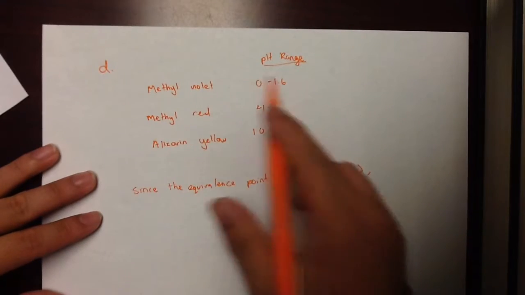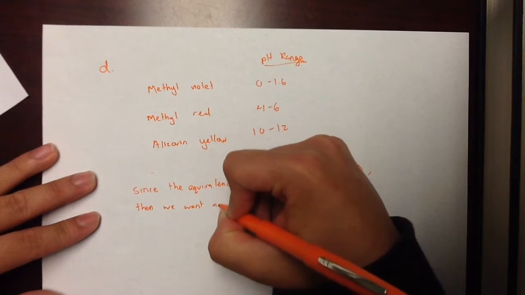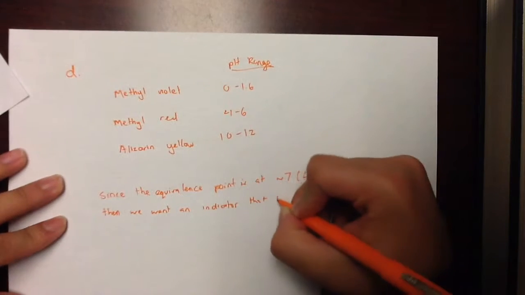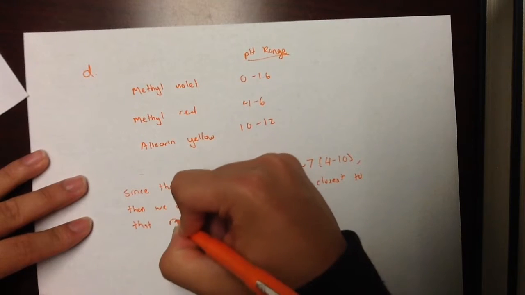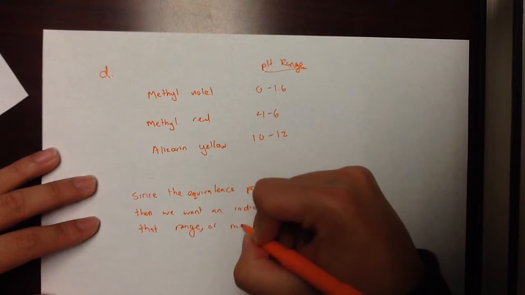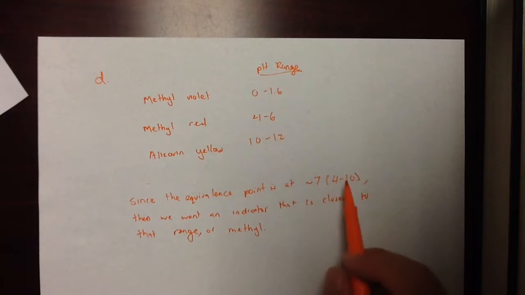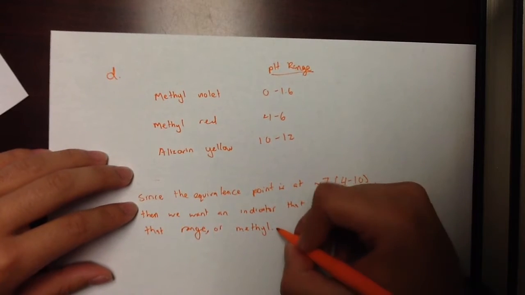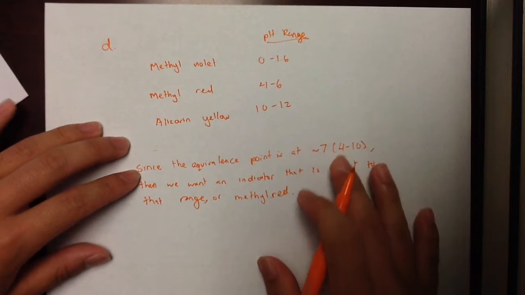Now we want to select an indicator whose range is closest to that range, and in this case it's going to be methyl red, because 10 through 12 is obviously bigger than 4 to 10, and 0 to 1.6 isn't in the range at all, right? So we know it has to be methyl red, and you just write this. Okay, add in methyl red, and then easy peasy, you can solve a problem.